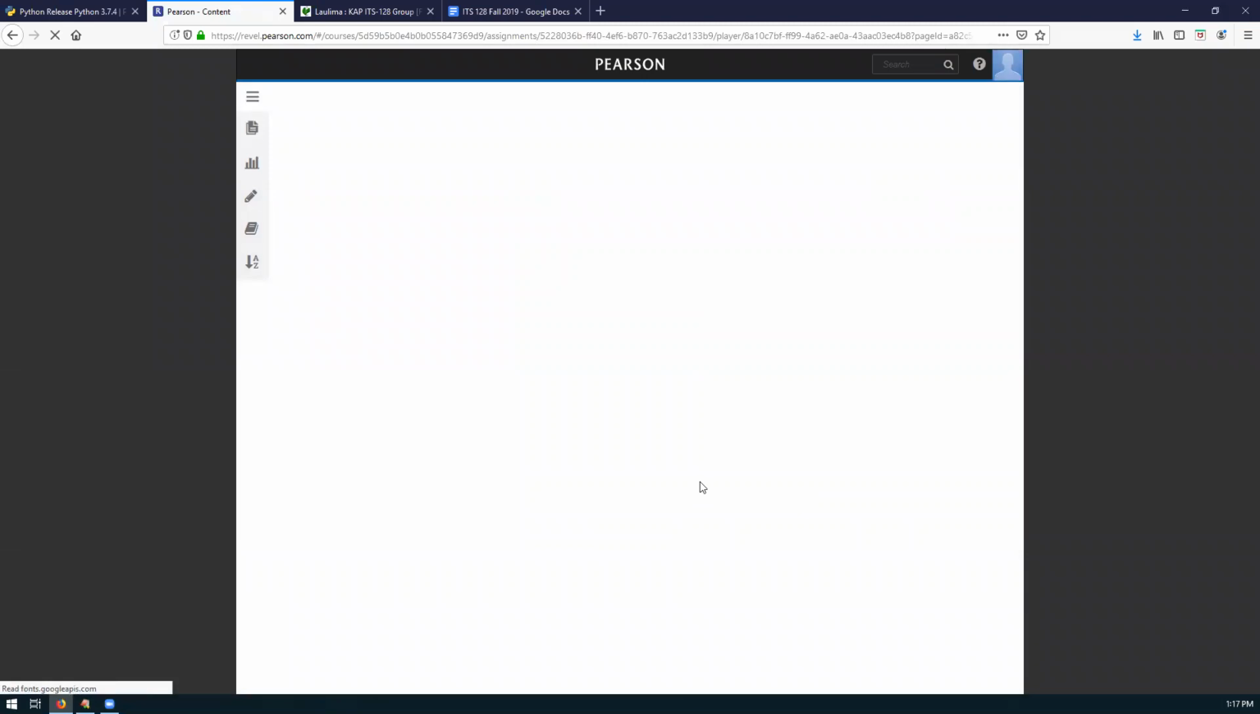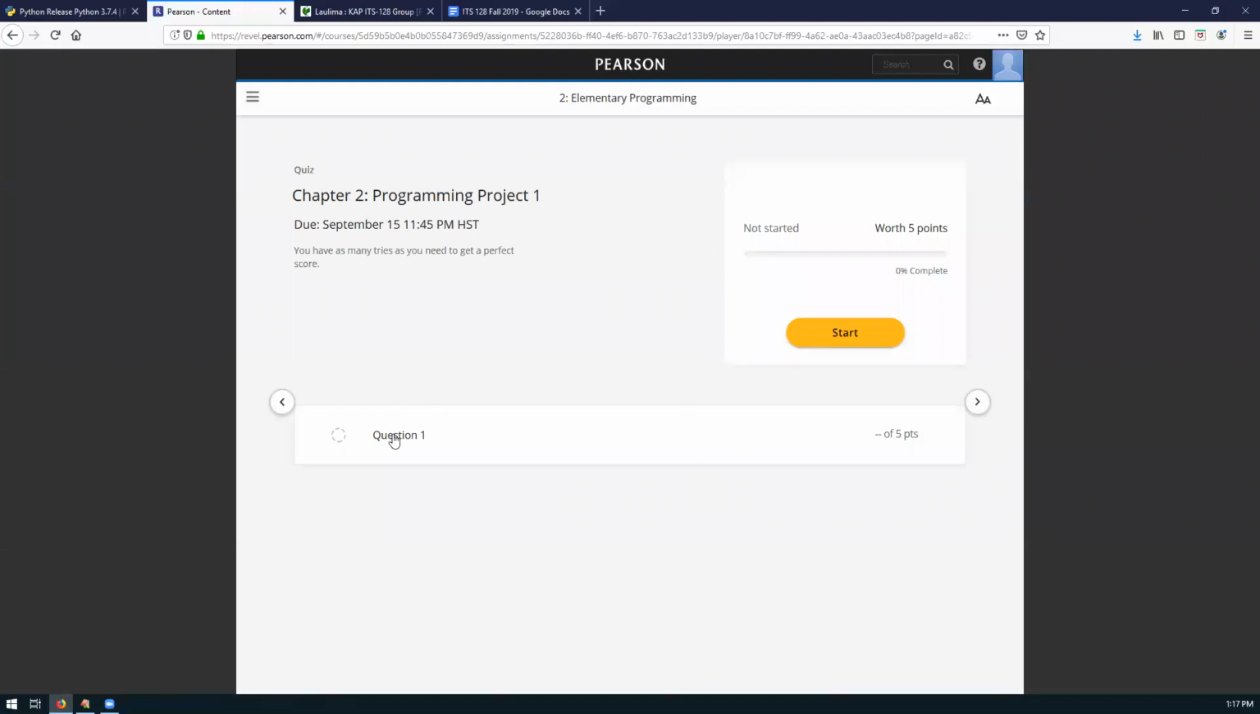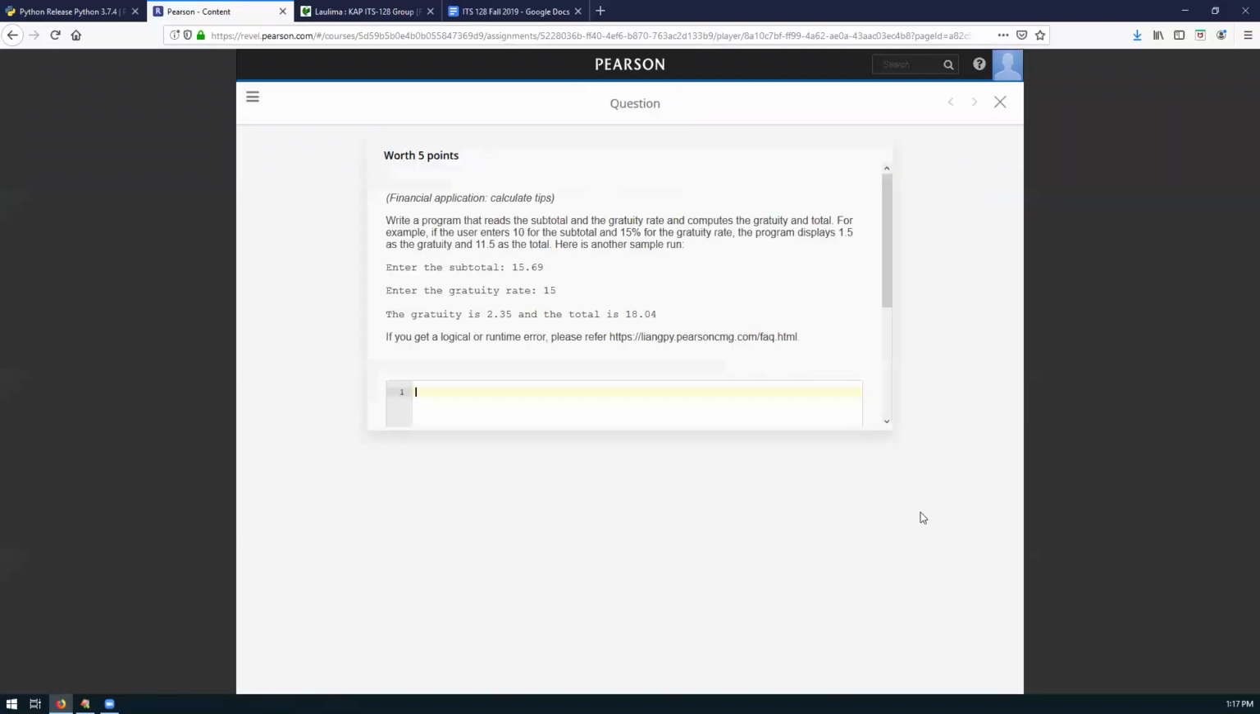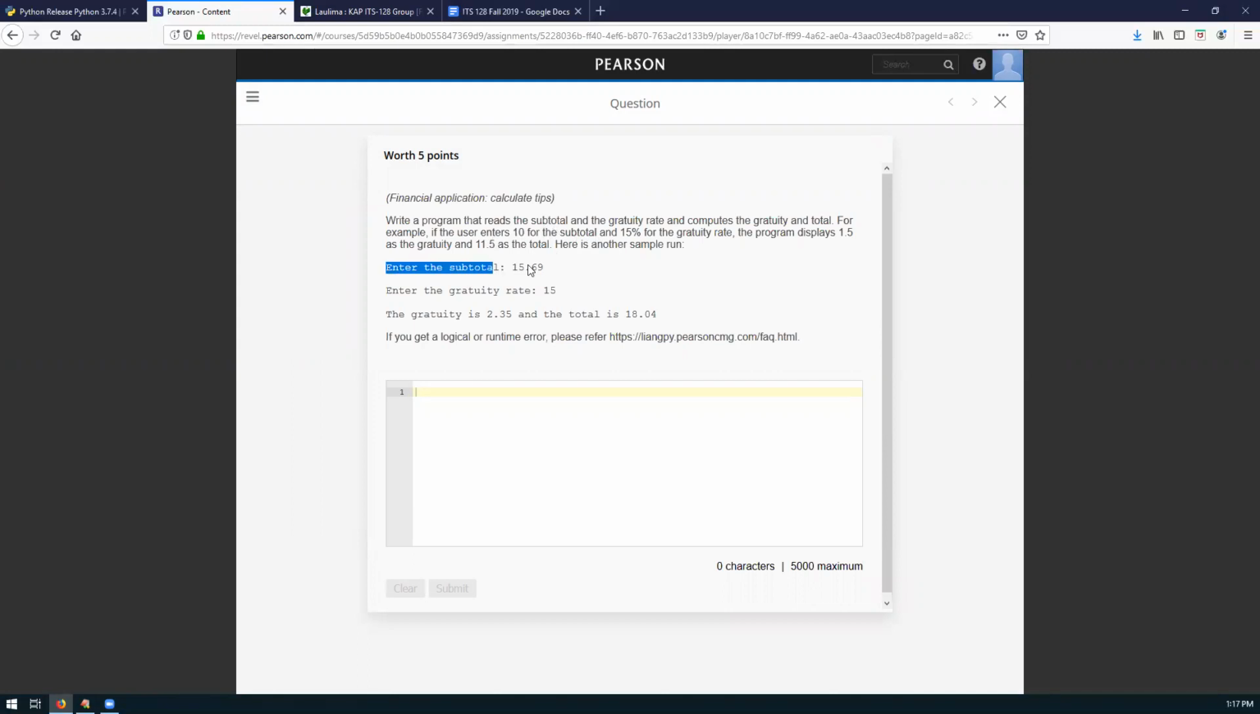Let's see what it looks like. All right, so the question is, you're supposed to make a program where you enter the subtotal, you enter the gratuity rate, and it will compute how much the tip is. This is the tip rate. This is the check. It computes a tip at 15% and then totals up what the whole bill is. And you're supposed to write a Python program to do that.